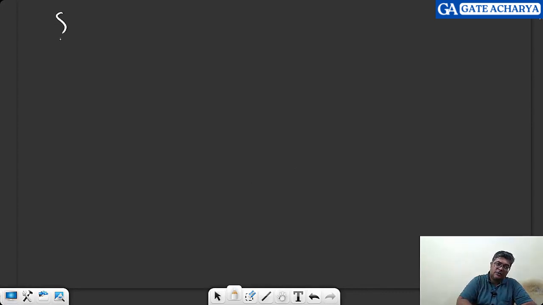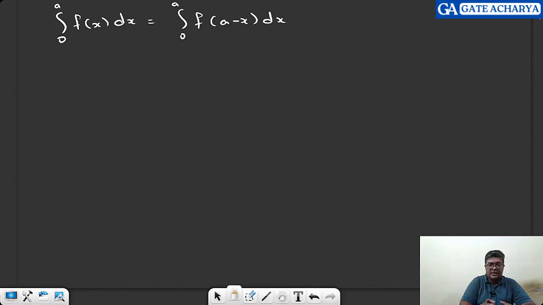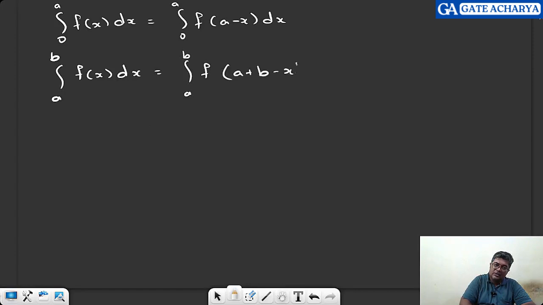It goes like this. If we have a function from 0 to a, f of x dx, the same integration is equal to the integral from 0 to a of f of a minus x dx. That is, instead of x, if we replace with a minus x, the answer is still the same. Similarly, instead of 0 to a, let's say my limit is a general value a to b, f of x dx. Then it equals the integral from a to b of f of a plus b minus x dx. Okay. So this is the property that I'm going to apply here.